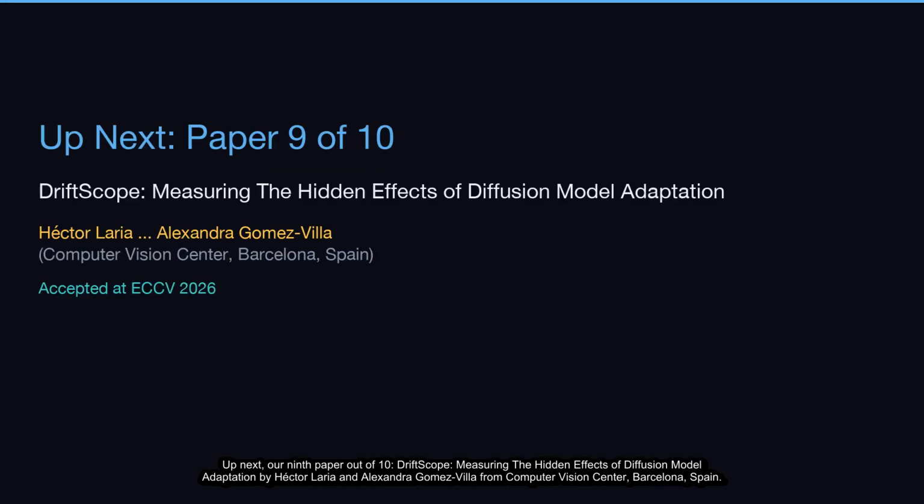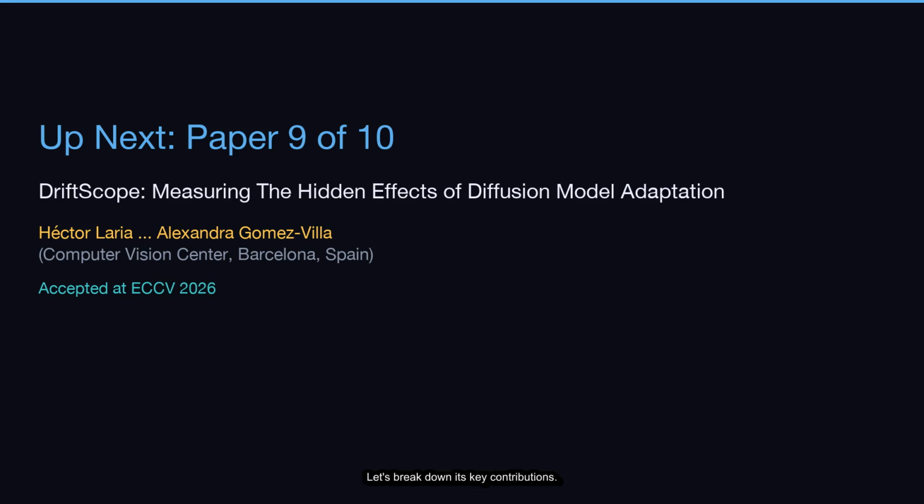Up next, our 9th paper out of 10, DriftScope, Measuring the Hidden Effects of Diffusion Model Adaptation by Hector Laria and Alexandra Gomez Villa from Computer Vision Center, Barcelona, Spain. This is standout scientific work that uncovers a critical, previously invisible failure mode in foundation model adaptation and provides the community with a novel tool to diagnose it. Let's break down its key contributions.